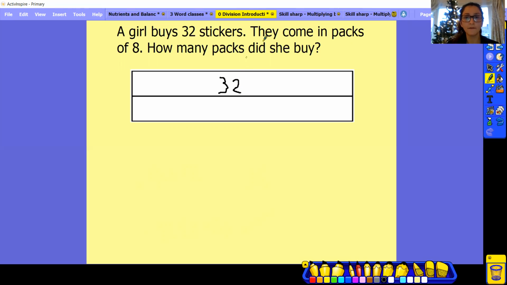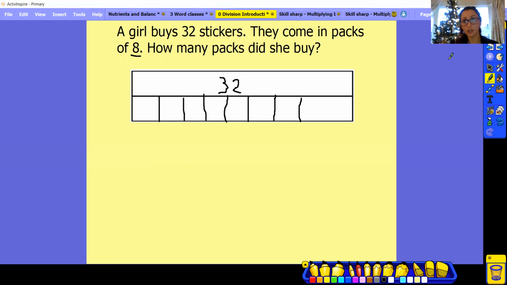And we're going to divide it by how much. Think about how many packs they come in. Well done if you said 8. So I need 8 equal boxes, or as equal as I can do. So 1, 2, 3, 4, 5, 6, 7, 8. There we go. I've got 8 boxes, okay?